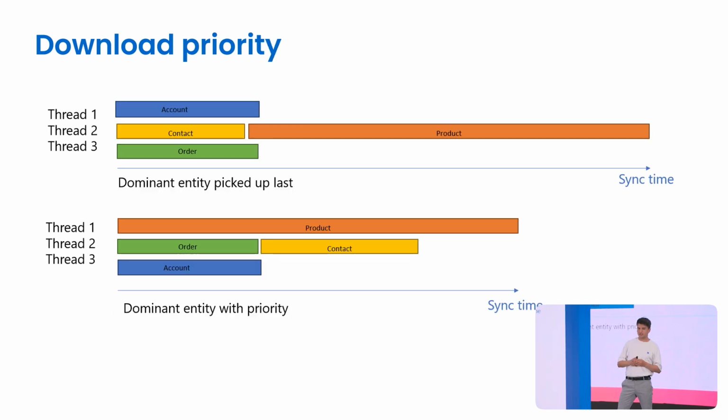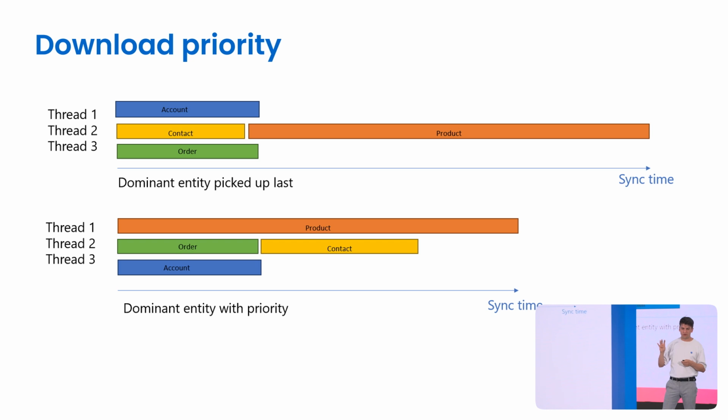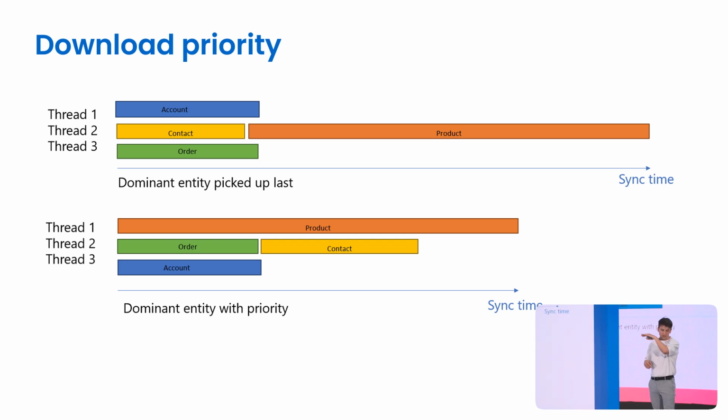Next is the download priority. This is again playing with the download threads, but now with the order of entities that will be downloaded. So in case there's a dominant entity, like in this case it's the product entity, which takes most of the time, it really matters when it will be picked up by the synchronization. So in the first image, it was picked up as the 4th, as the last one, because the first thread picked up account, the second contact, then the first thread order. And after that was downloaded, they can pick up the next entity, which was product.